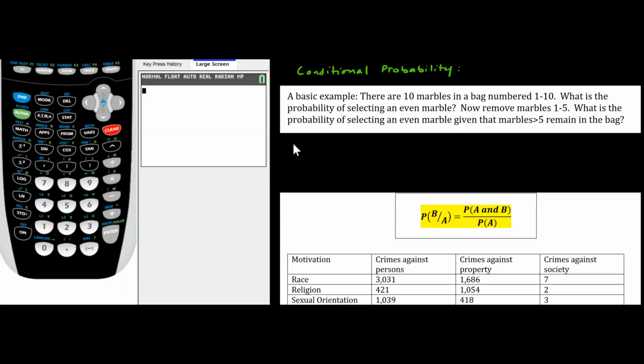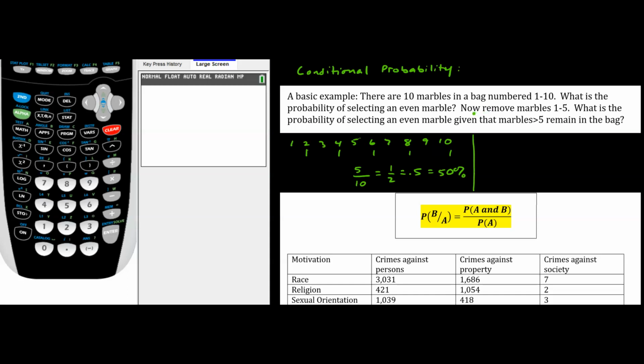Well, if you have the marbles 1, 2, 3, 4, 5, 6, 7, 8, 9, and 10 in this bag, then we can identify the even marbles: 2, 4, 6, 8, and 10. And we have 5 of those out of the 10 marbles. And so you can see that you would have a 1 out of 2, or 0.5, or 50% chance of selecting an even marble. But now what I'm going to do is impose a condition.